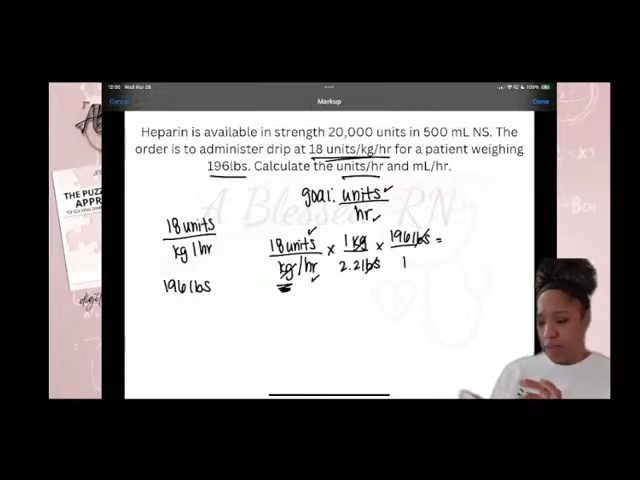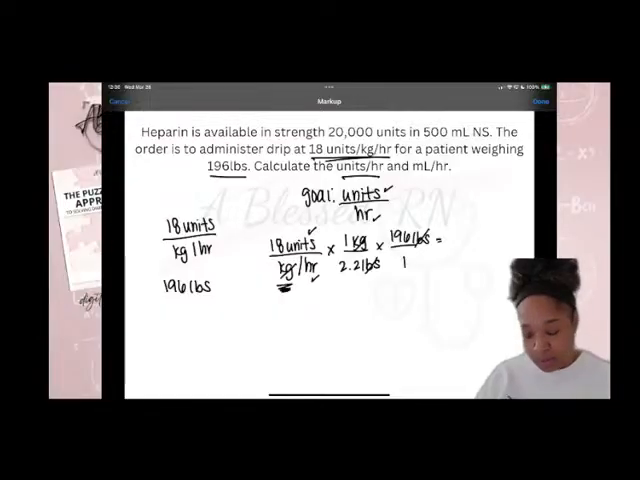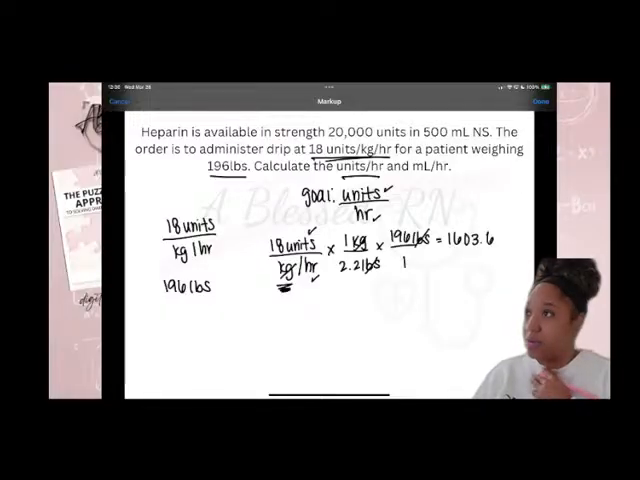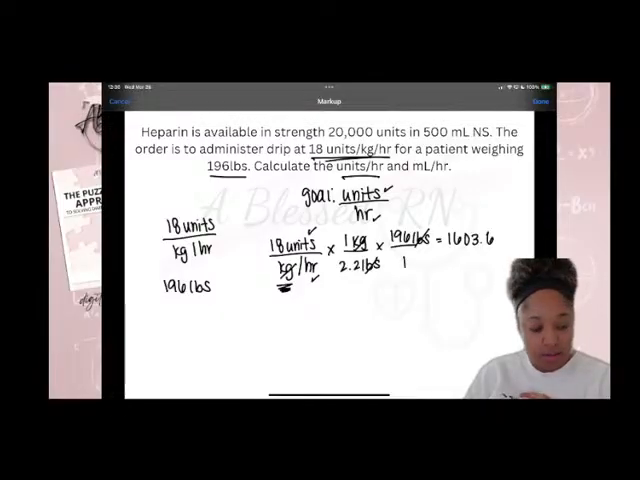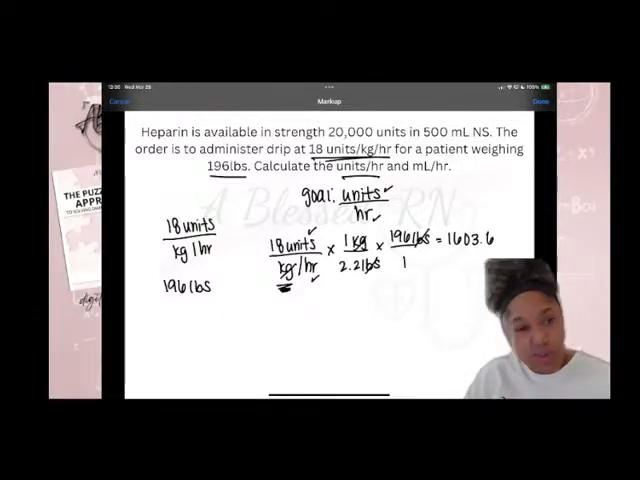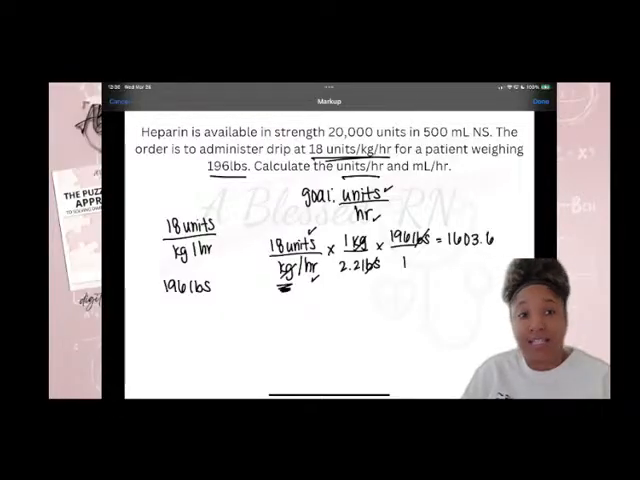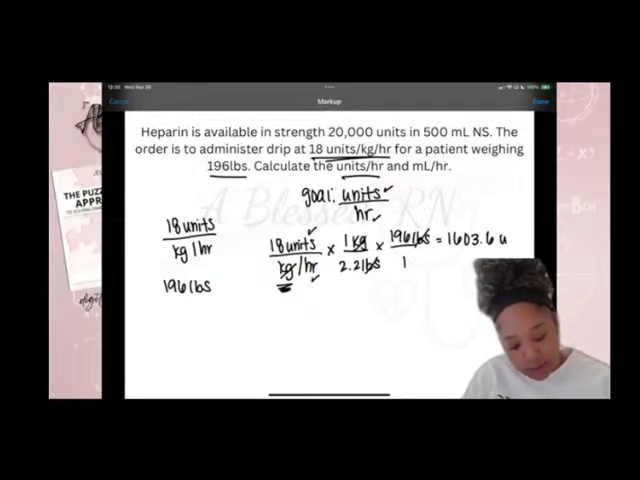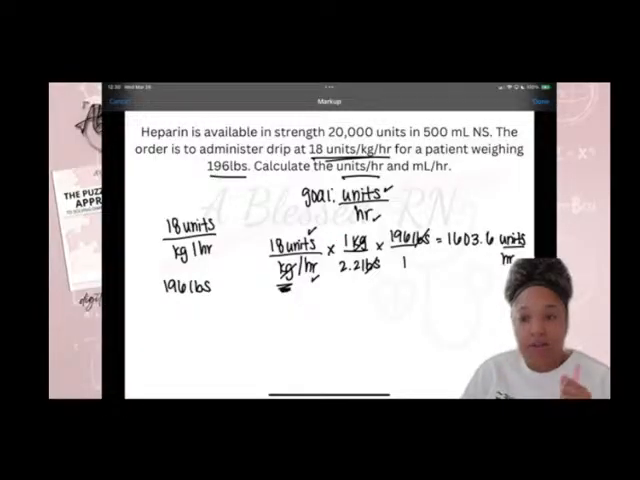18 times 196 divided by 2.2 is going to be 1603.636363. Did this tell us how to round? No. But I'm going to round it to the nearest tens place because that's what schools usually ask for. But you want to round to however they tell you to round. HESI, ATI, your professor, whoever. Okay? And this is units per hour. So that's the first part.